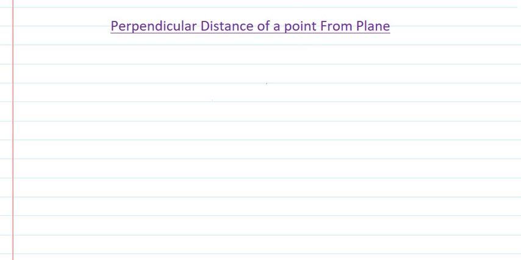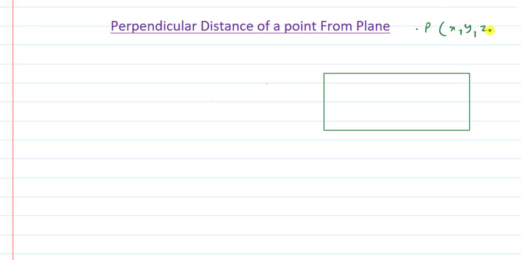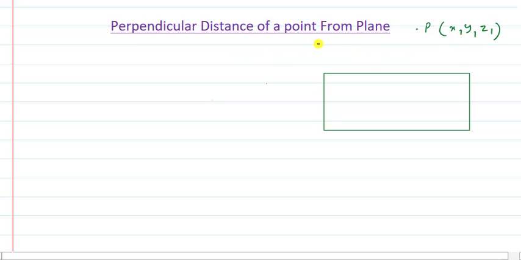So to understand this, first of all, let me draw a figure. Let me take one plane and a point. Let P is over here, having the coordinates as x1, y1, z1. We are talking about perpendicular distance. So what does it mean? It means we need to calculate this distance, which is perpendicular distance of plane from the given point. So this is perpendicular distance, and let us say this is the point M on the plane.